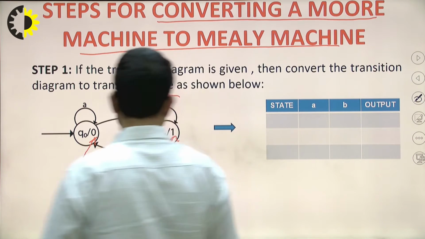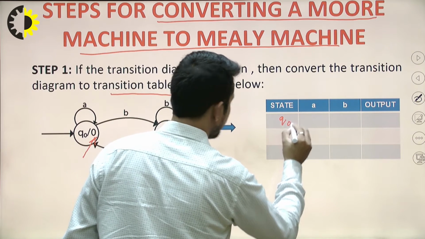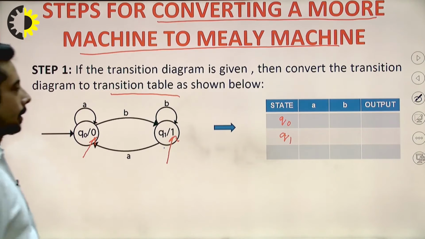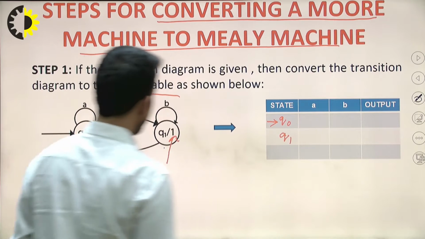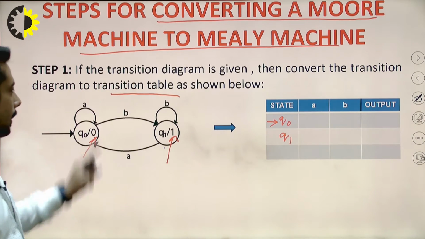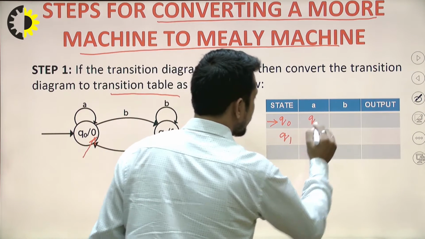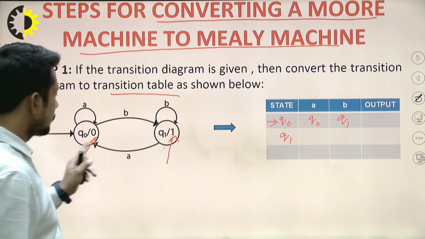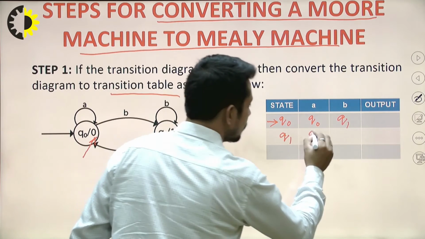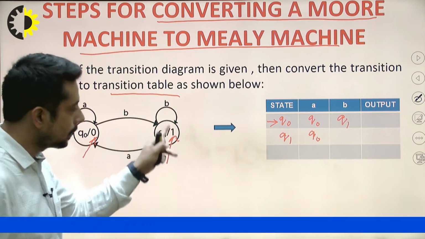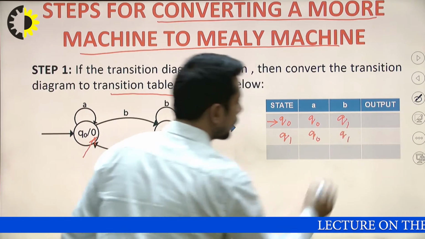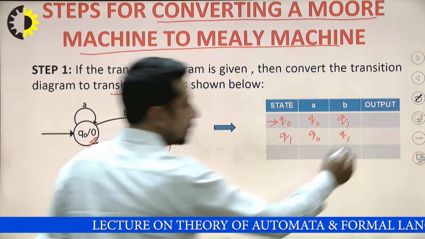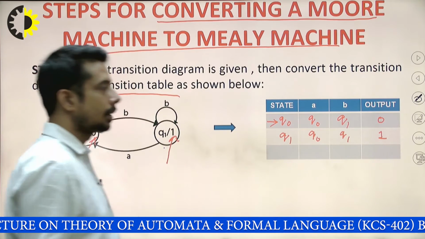Let's check how to convert. The states are Q0 and Q1. So two states are there, with Q0 being the initial state. Q0 on seeing A goes to itself. Q0 on seeing B goes to Q1. Q1 on seeing A comes back to Q0, and Q1 on seeing B goes to itself. The output associated with Q0 is 0 and with Q1 is 1. That's the transition table.